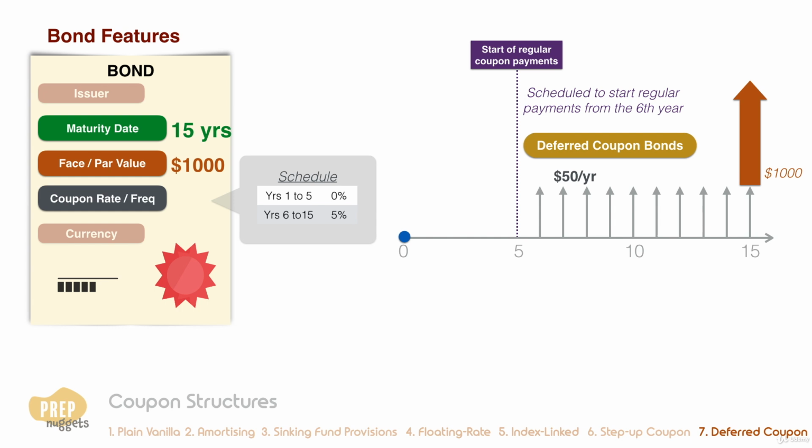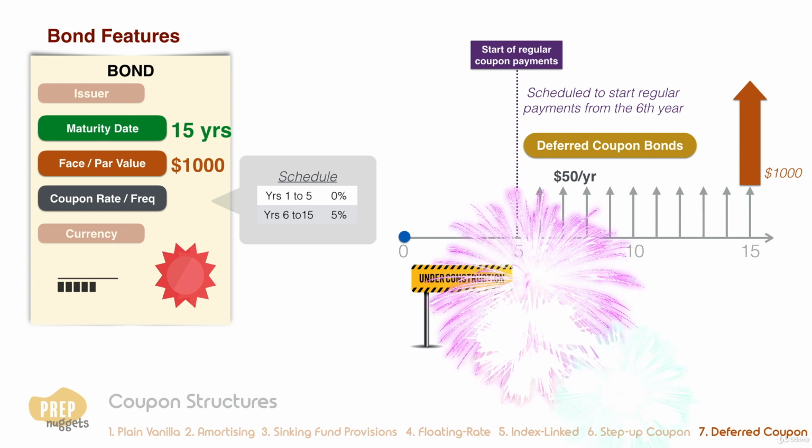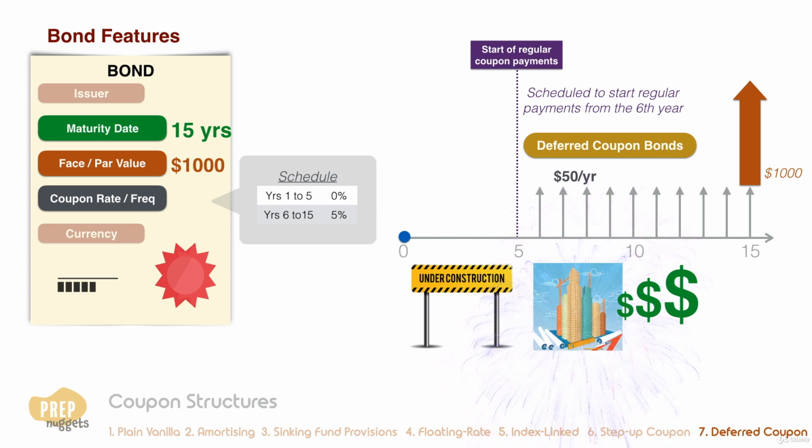Deferred coupon bonds are issued by firms that anticipate that their cash flows are insufficient to make coupon interest payments. For example, a property developer financing an office tower construction project may anticipate that it'll only have sufficient revenue to make payments after the completion of the project. Therefore, the bond is structured such that it only starts payment after the estimated completion of the office tower.